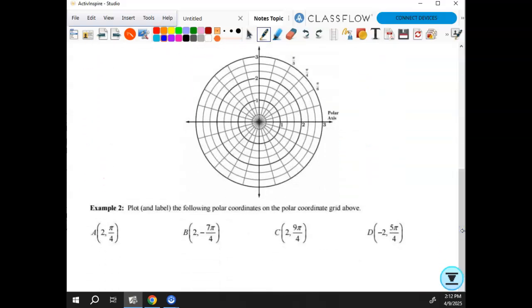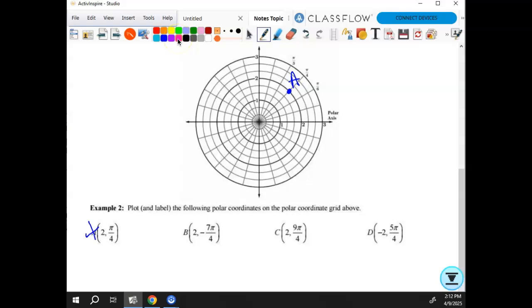It says plot and label the following polar points. Okay, so I want you to go ahead and put 2, pi over 4 where you think it is, and then check to make sure that we agree. Right, went out to 2, rotated to pi over 4. We experts now? Yep. All right, so then you go ahead and plot B: 2, negative 7 pi over 4.